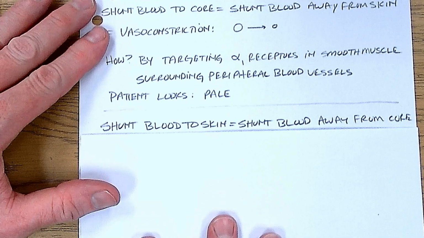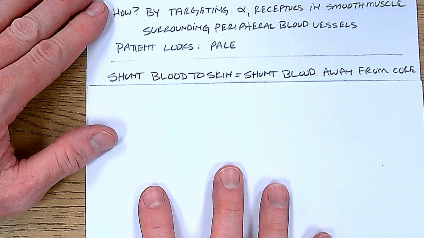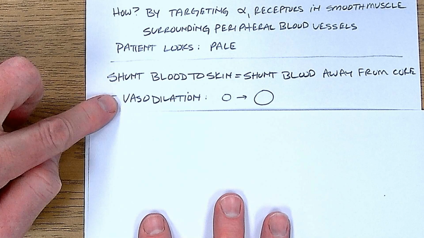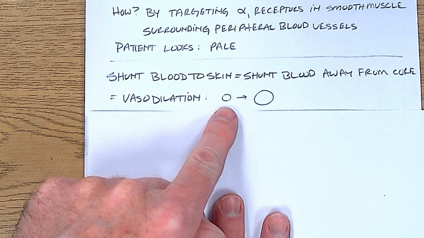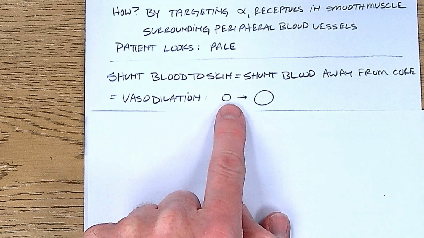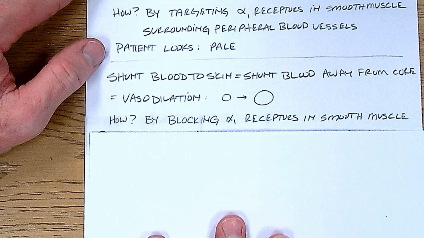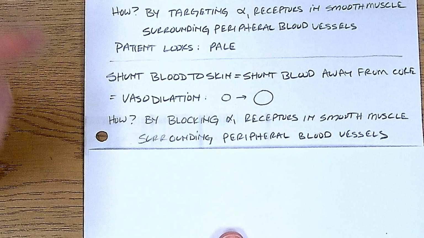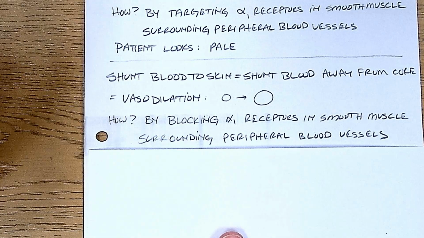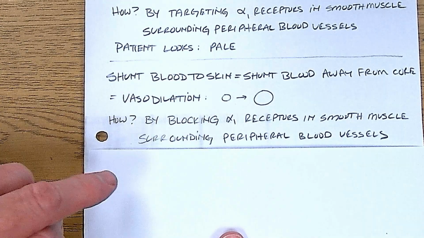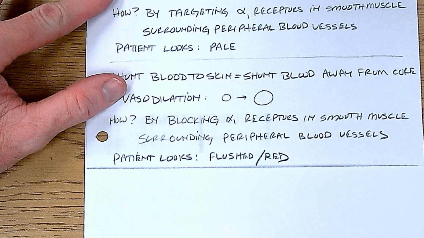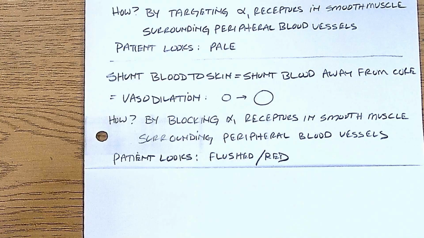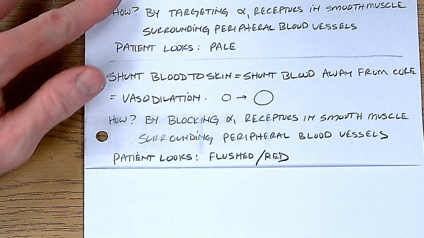Now, alternatively, we can do the opposite. We can also shunt blood to your skin, which is shunting blood away from your core. How do we do that? Well, the opposite of vasoconstriction is vasodilation. You're turning your blood vessels that go to and from your skin, going from a regular size to a very, very large size. And how do we do that? Well, we block alpha-1 receptors in the smooth muscle surrounding your peripheral blood vessels. So what that does is that allows these guys, the smooth muscle, to relax. And when you relax, a white guy like me is going to look flushed. When you relax the blood vessels and you dilate them, you allow them to dilate going to the skin, okay?